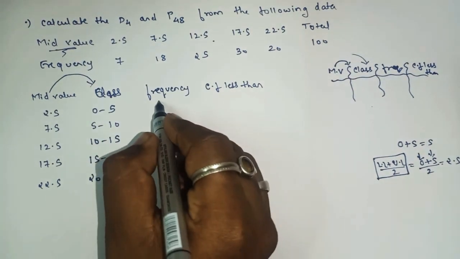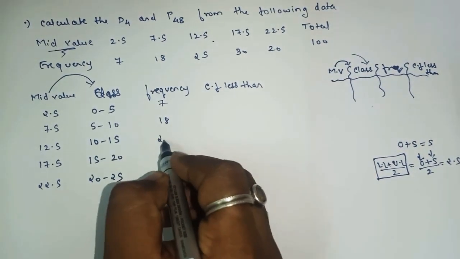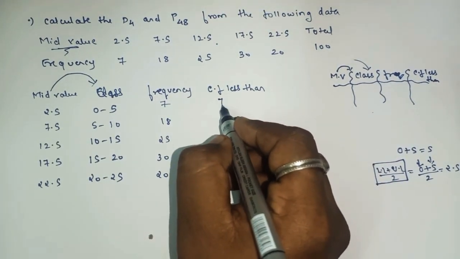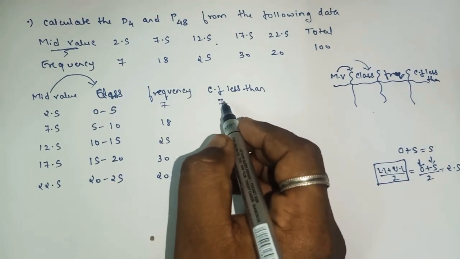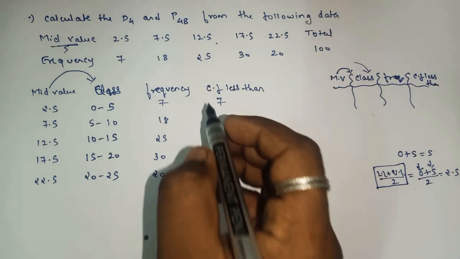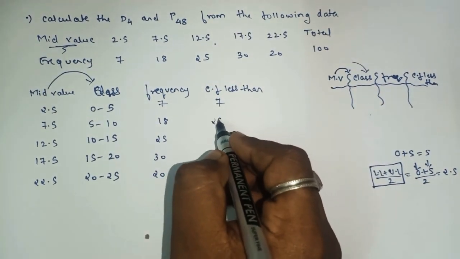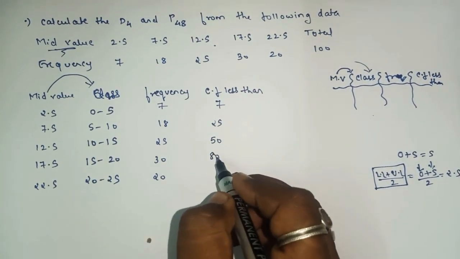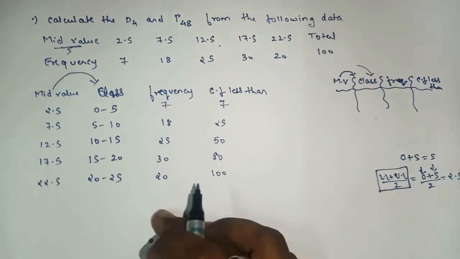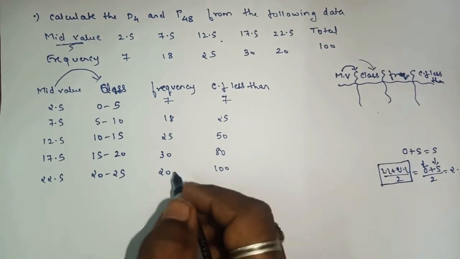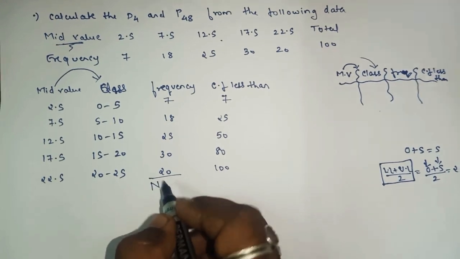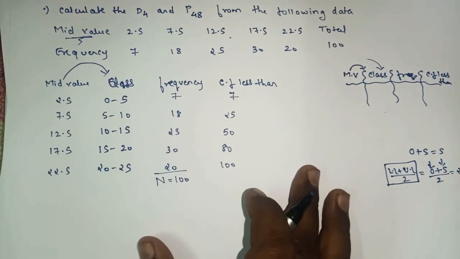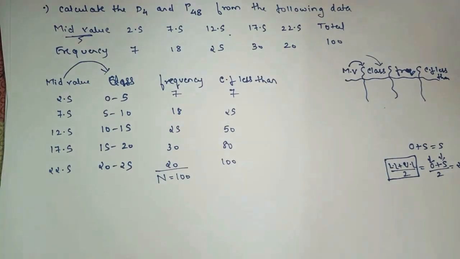Then the frequency is 7, 18, 25, 30, 20. So the cumulative frequency will be, first number will be the same, 7, 7 plus 18, 25, 25 plus 25, 50, 50 plus 30, 80, 80 plus 20, it is 100. So of course the total frequency will be the same, this number has to be the same. Add up and see, you will get 100.